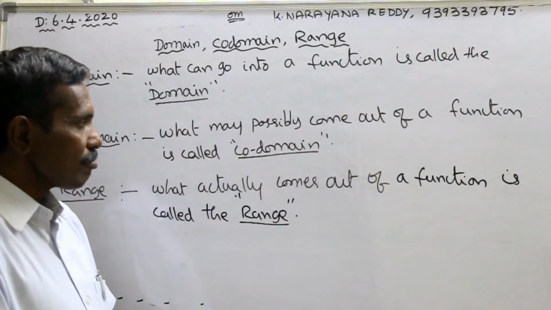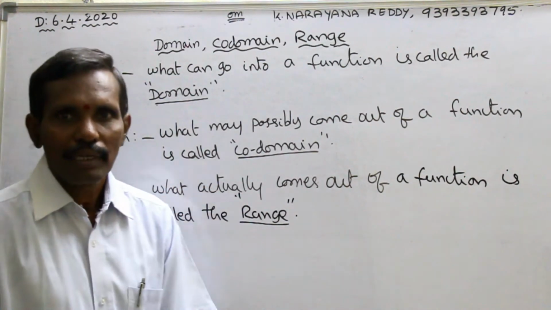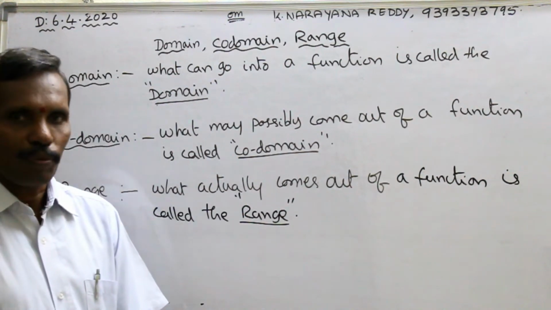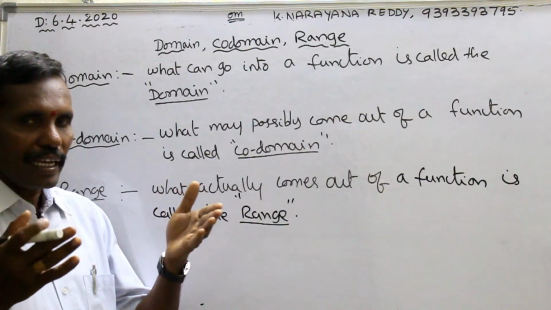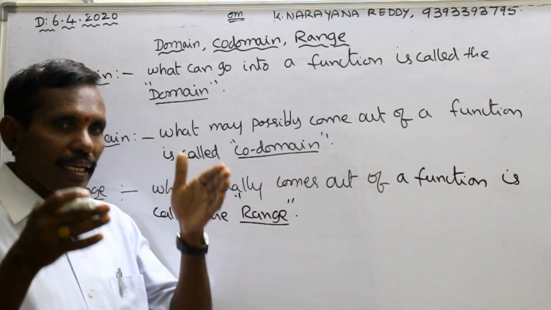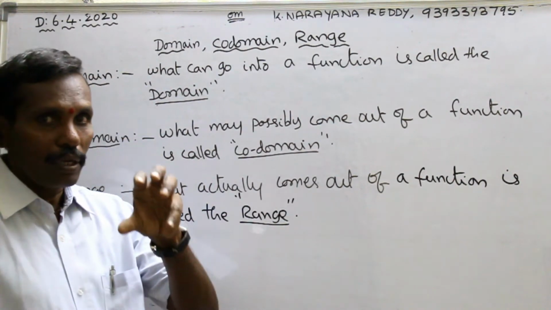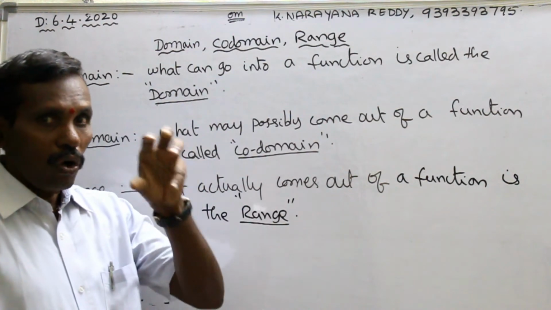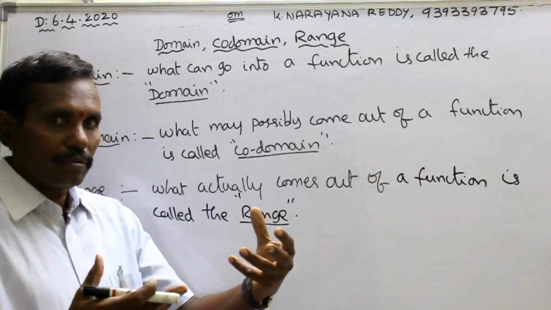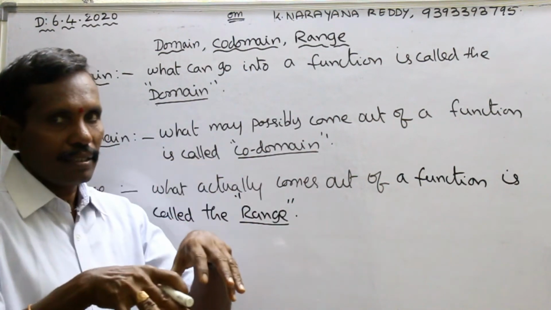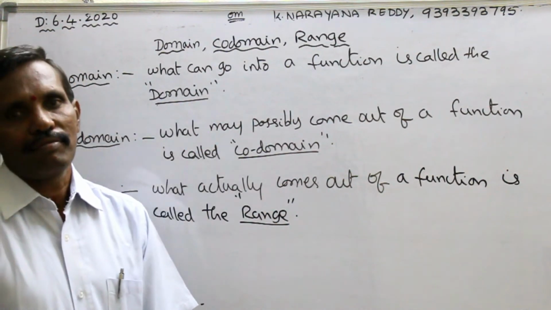Actually, output depends upon input. Output depends upon input. Okay. But there may be some other variables, some other numbers also there in that output. Those possible numbers, not only the outcomings but also the not outcomings included in that set of the function, are called codomain.